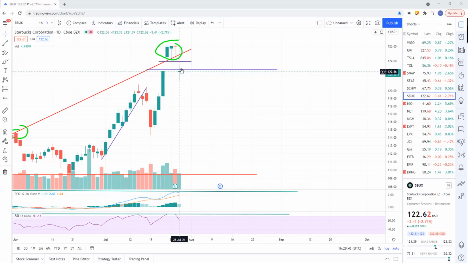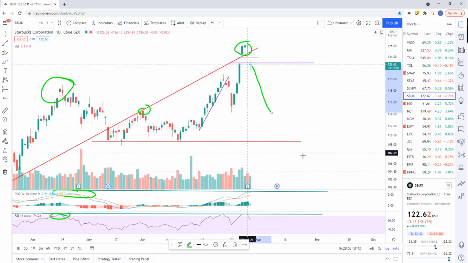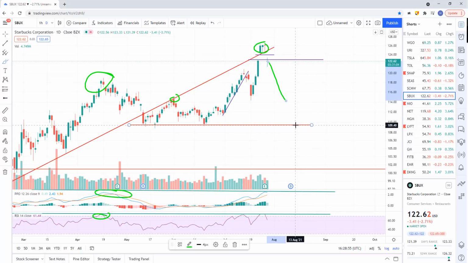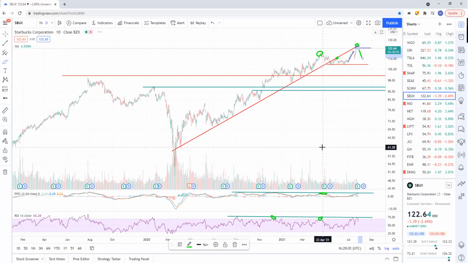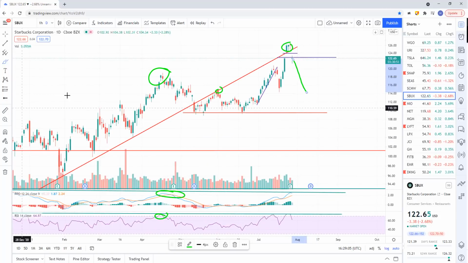So as long as we don't run up and close that gap, I would expect Starbucks to continue to sell off. I'd be looking for moves down to 109.40, likely going to break that and probably head down to 101.20. We'll just cover those levels for right now, but I am expecting more downside.